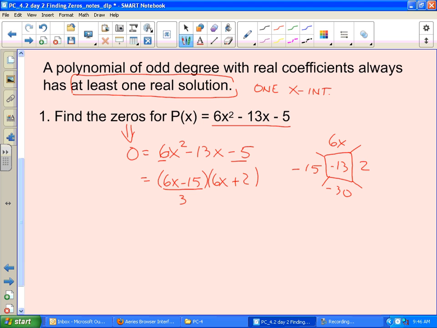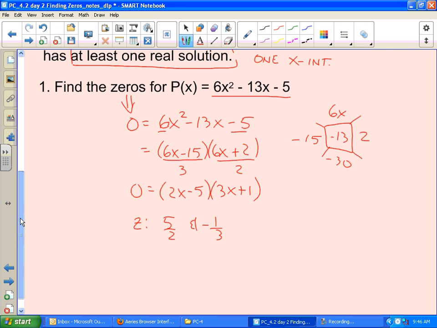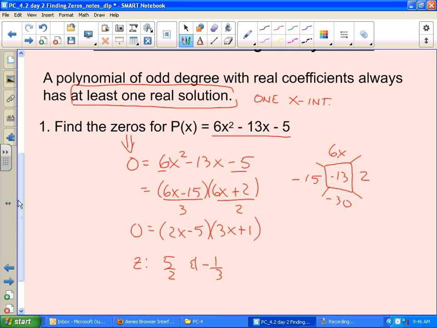What do we have in common? 2. So we have a 2x minus 5 and a 3x plus 1. And there I am, factored. So this one has real zeros, and those zeros are going to be 5 halves and negative 1/3. All right, so I didn't have to do anything fancy with that one.